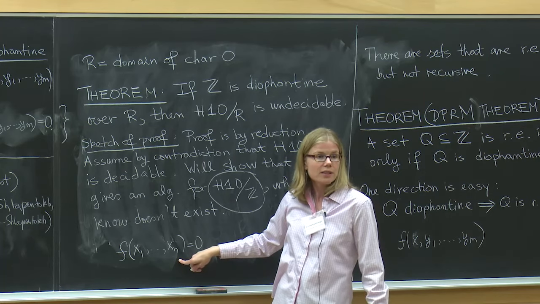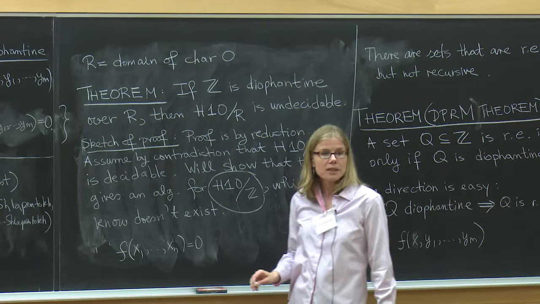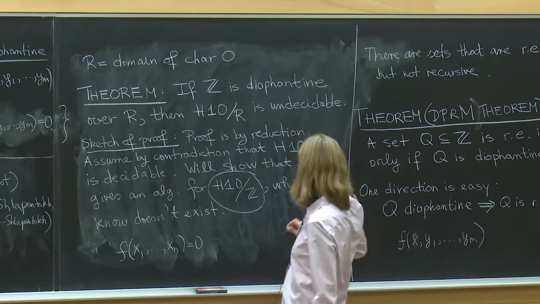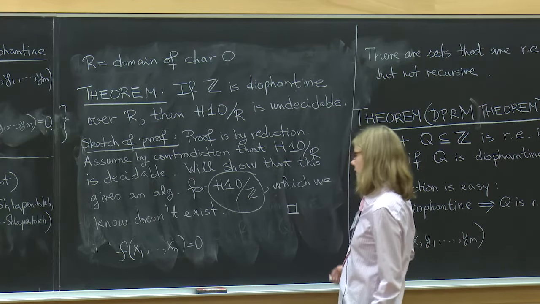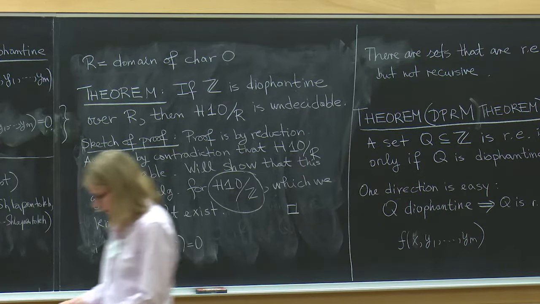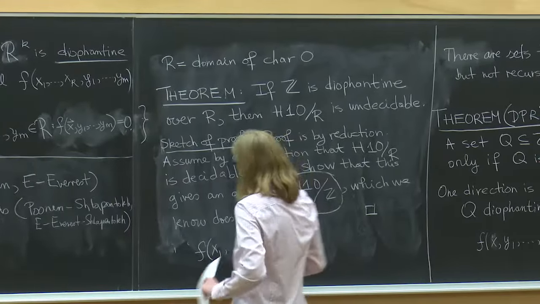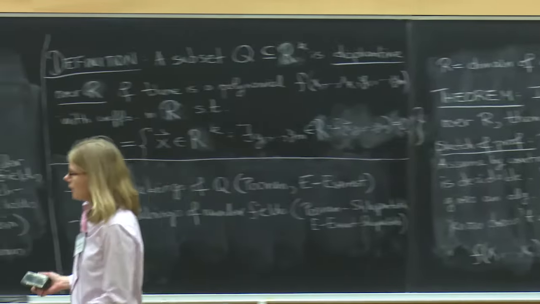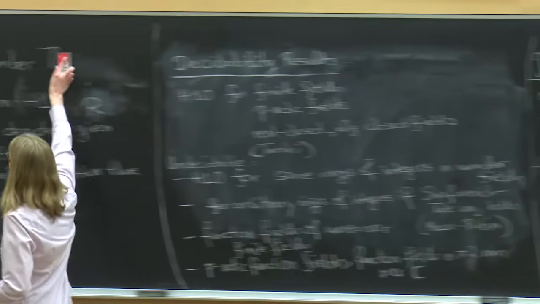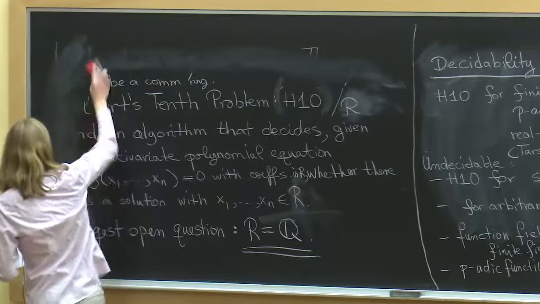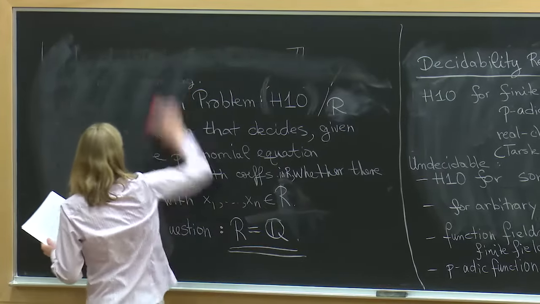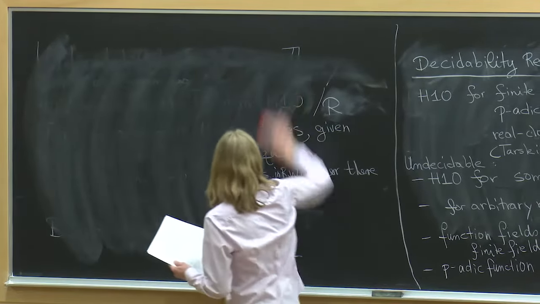And so that gives us an algorithm for Hilbert's 10th problem over Z. Let me just say it in words here, since I don't have time to write down the details. And so this kind of reduction argument is very powerful and can be used in a lot of cases.